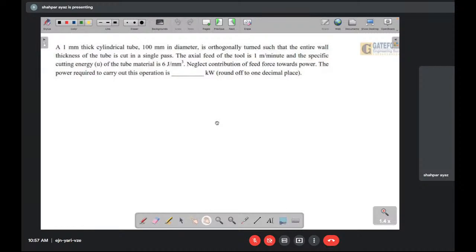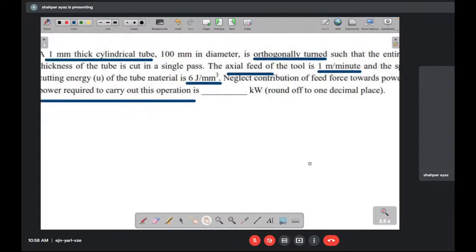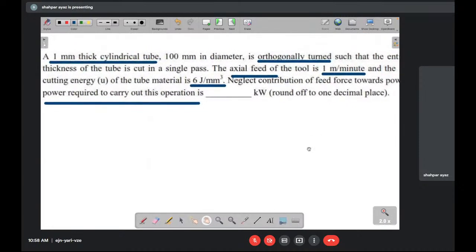The problem is a 1 mm thick cylindrical tube, 100 mm in diameter, is orthogonally turned such that the entire wall thickness of the tube is cut in a single pass. The axial feed is 1 meter per minute. A specific cutting energy consumption is 6 joule per mm cube. The power required to carry out this operation, this is the problem.